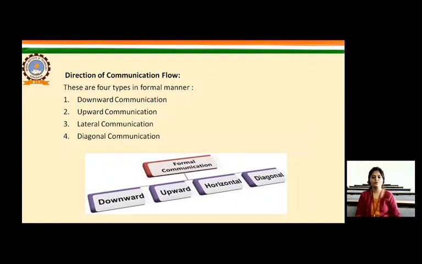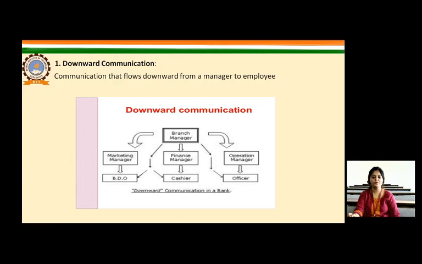Now let us see the direction of communication flow that we have. Basically, in formal communication, there are 4 types of communication flow. The first is downward communication, second is upward communication, the third is lateral communication, or we also call it horizontal communication, and the fourth we have diagonal communication. Now starting with the first one, that is downward communication. Communication that flows downward from a manager to an employee is said to be downward communication.